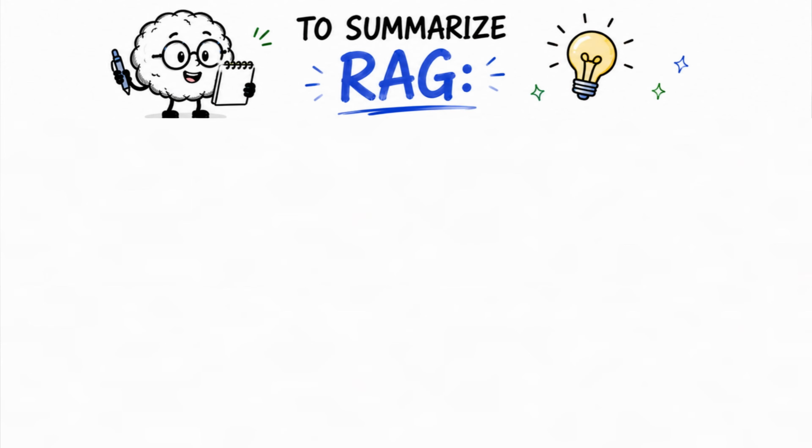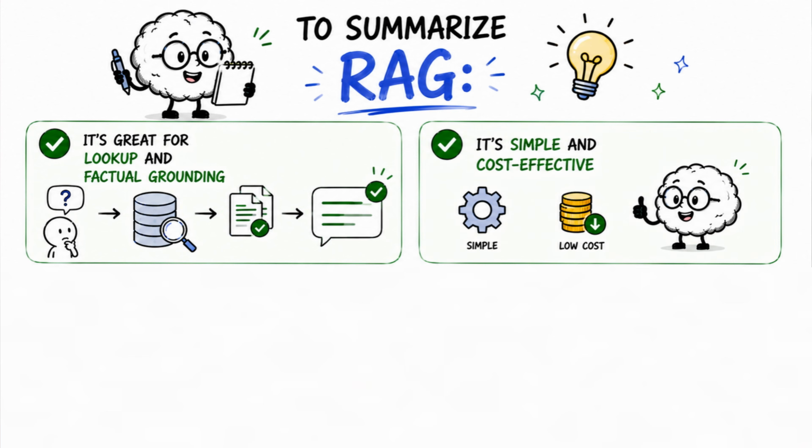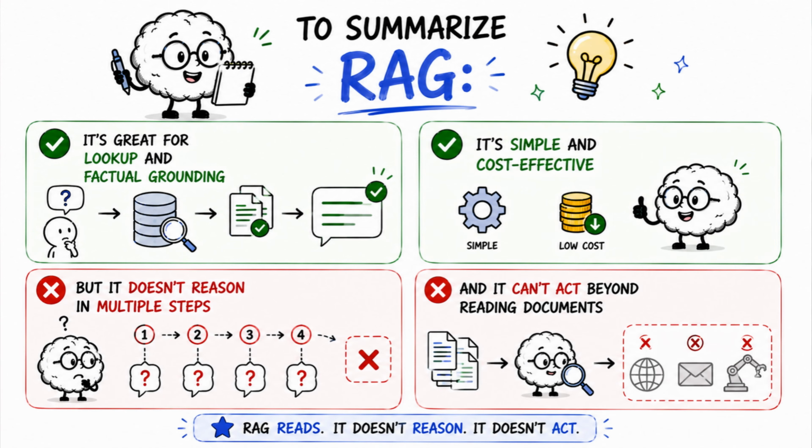To summarize, RAG is great for lookup and factual grounding, and it's simple and cost effective, but it doesn't reason in multiple steps, and it cannot act beyond reading documents.